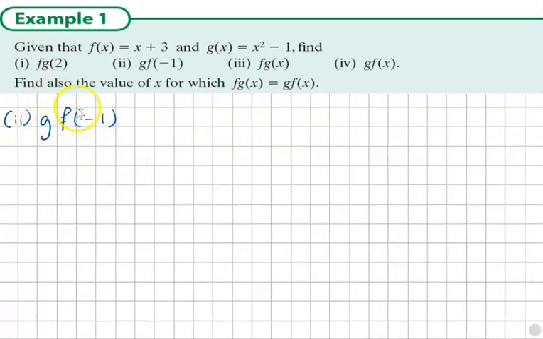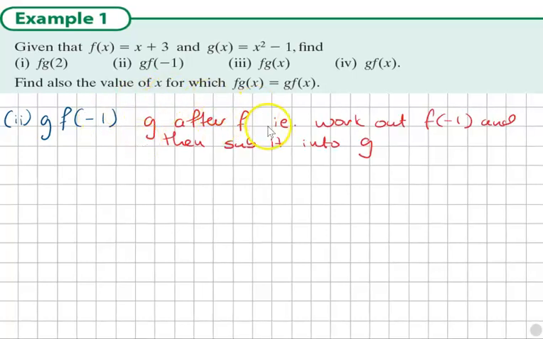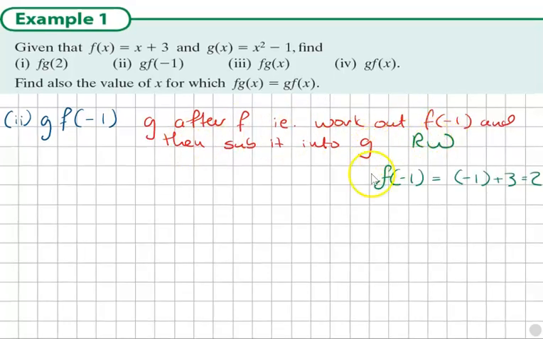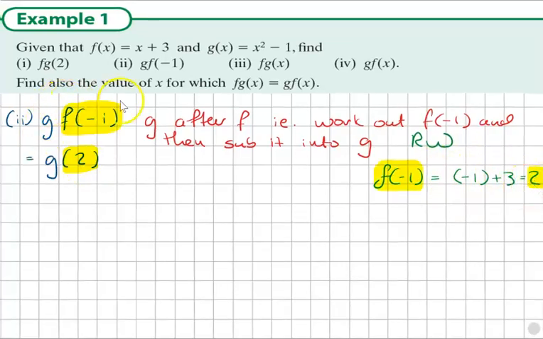Part 2. g after f of minus 1. So g after f, i.e. work out f of minus 1 and then sub it into g. Our rough work, f of minus 1. We go to our function f of x, so x plus 3. We swap the x for brackets and put minus 1 into the brackets. Minus 1 plus 3 is 2. So f of minus 1 is 2.